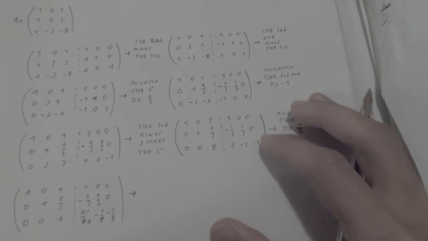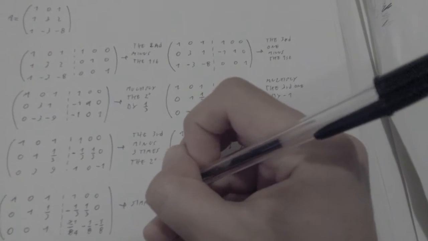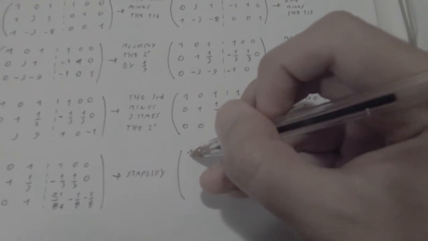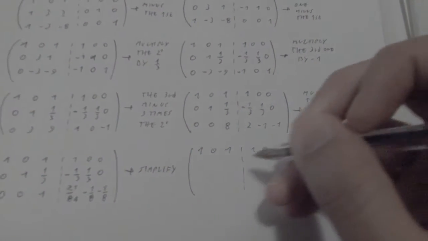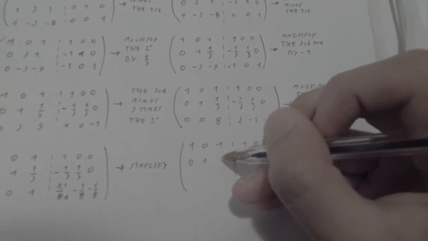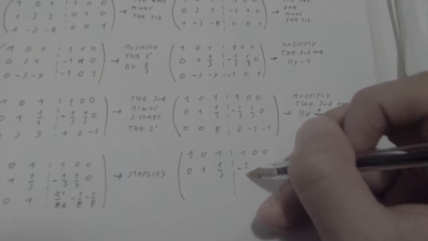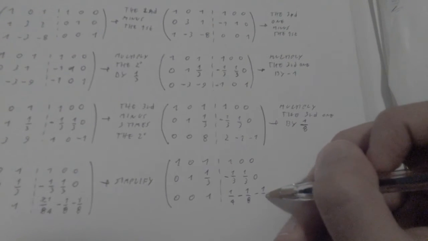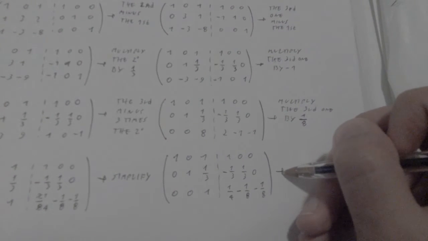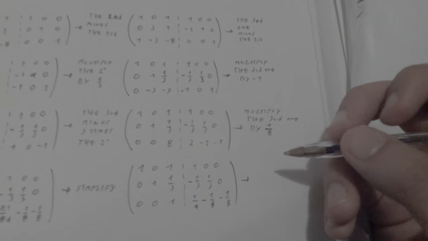And now I'm just gonna simplify. Let me just simplify and write it. 1, 0, 1, 1, 0, 0, 0, 1, 1/3, negative 1/3, 1/3, 0, 0, 0, 1, 1 over 4, negative 1 over 8, negative 1 over 8, 1 over 8. Okay. So now we're getting closer.